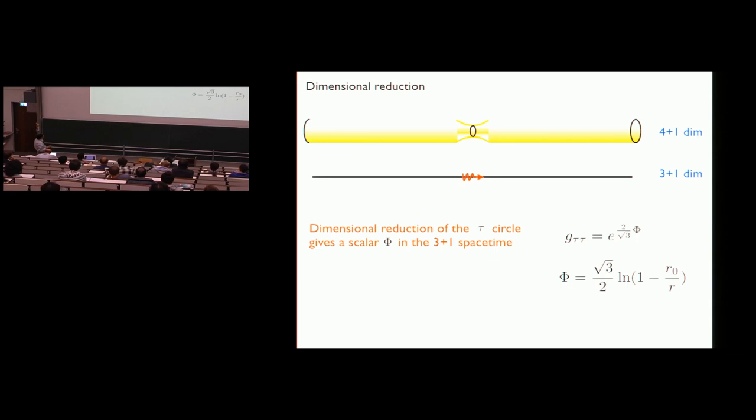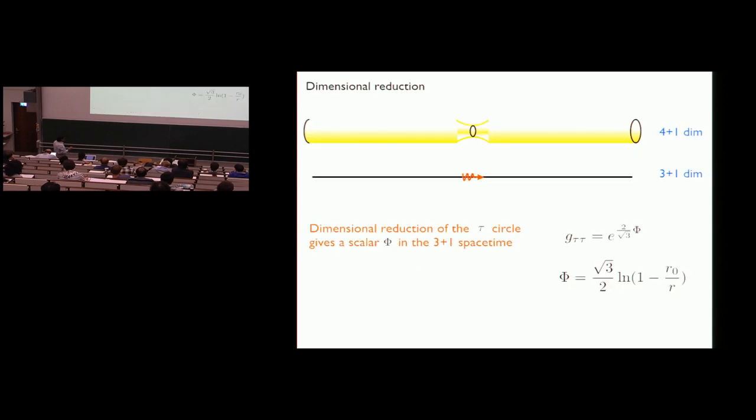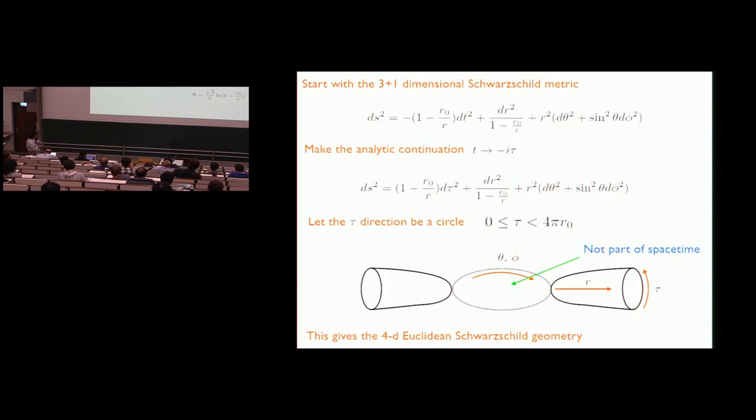And now what we'll do is, I'm going to add one more time direction. But right now, all I want to say is, I'm going to just do dimensional reduction on this. So I have a geometry now. I forgot to actually write that. I'm going to add a time direction. So I have these four directions, and I'll just add a minus dt squared. That's also a solution of the four-dimensional Einstein equations, but now it's a solution in 4+1 dimensions.